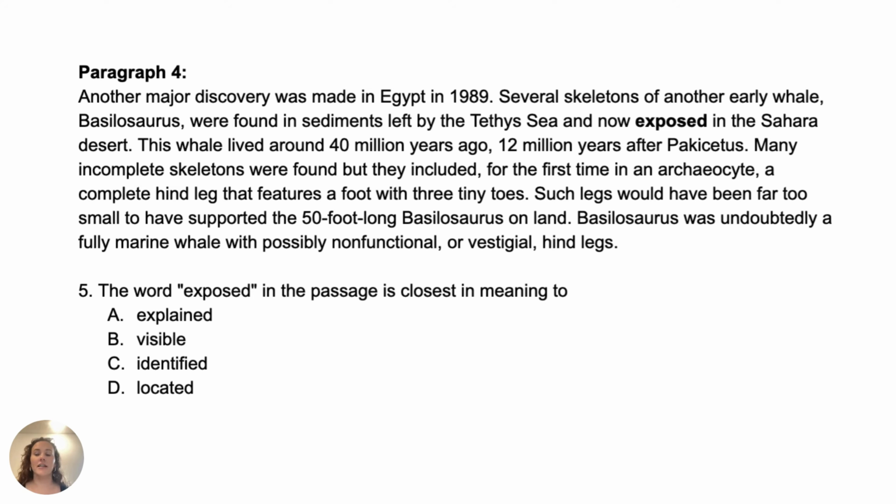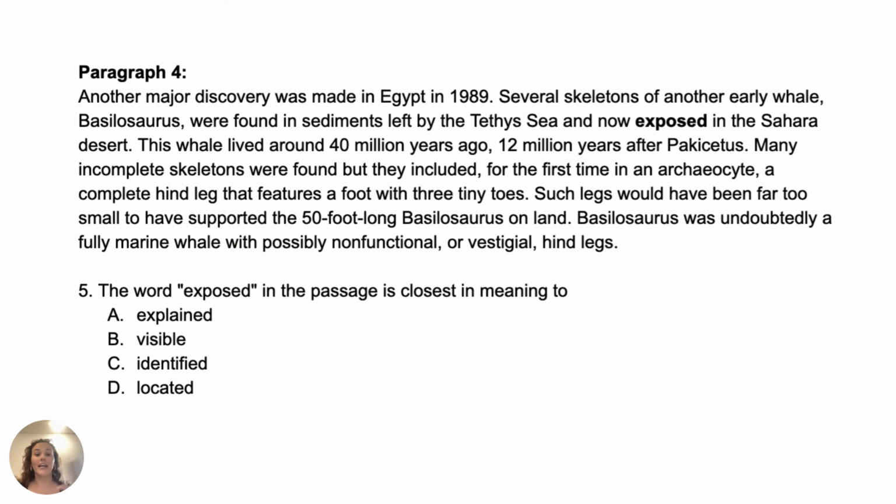Number 5. This is another vocabulary question. Again, we're going to do this quickly. We're going to look at the sentence and make a prediction. Another major discovery was made in Egypt in 1989. Several skeletons of another early whale, Basilosaurus, were found in sediments left by the Tethys Sea and now exposed in the Sahara Desert. Okay, so there was once a sea, and now there is no longer a sea.